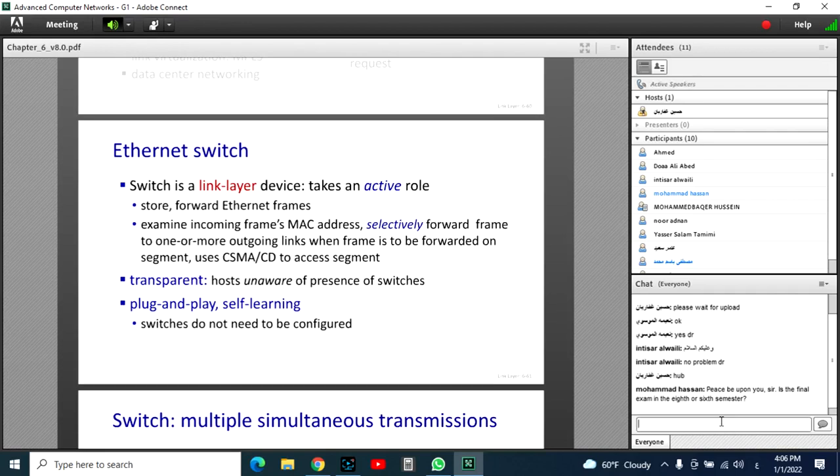Switches are plug-and-play devices. What does it mean? It means that I need to put them into the network, plug some cables into them, and it works. There is no necessary configuration in the switches.